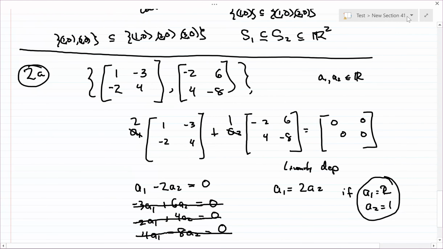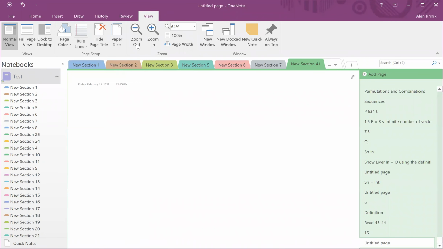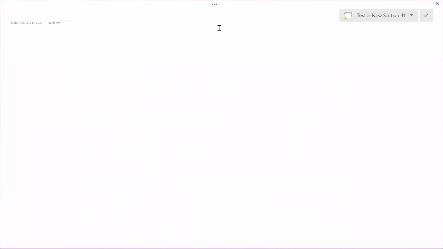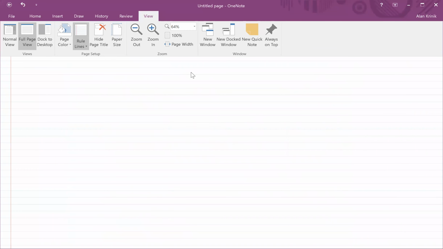So maybe I'll get a new page because I think I'm pressing my luck here. Come on. No lines? No lines. Let me try again. Can't even see. Are there lines? Hey, I finally got it. Okay.